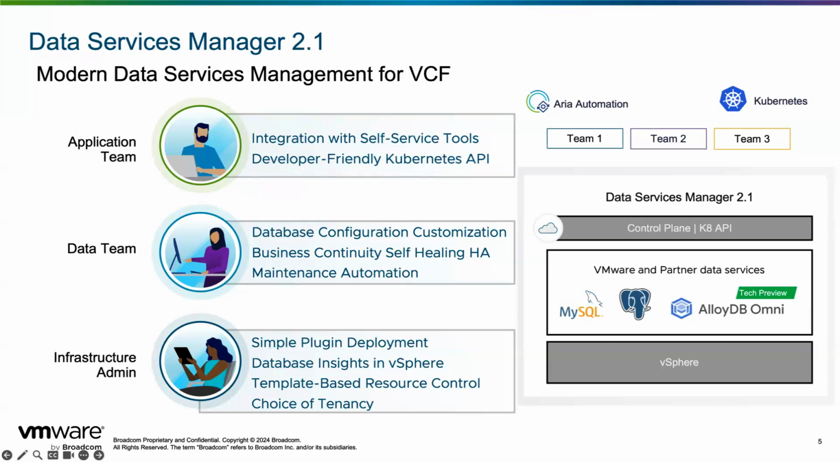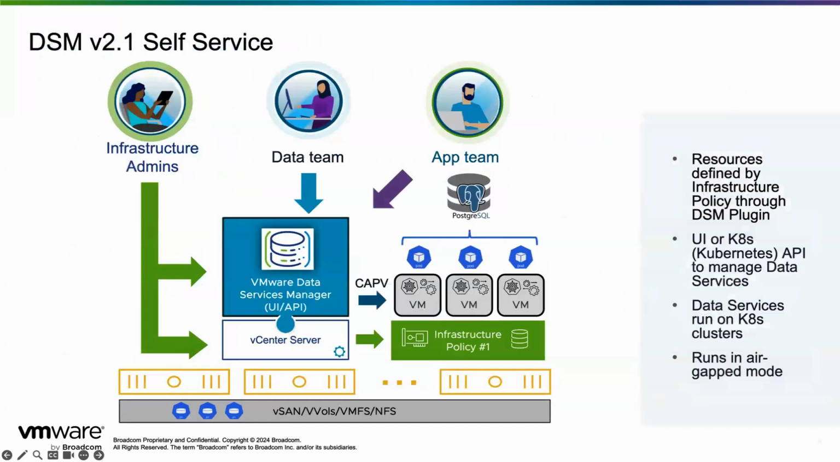Cool. Awesome. And one thing I can think of, as we were discussing earlier, is that the patching and upgrading are also carried out by DSM itself, right? The service will actually provide those. Yes, exactly. You're right on the point to ask about patching and lifecycle management. So VI admins can create the infrastructure policies, defining how the resources need to be consumed by the application team or the data team. These infrastructure policies are built using the vSphere Client or the Kubernetes Gateway API.